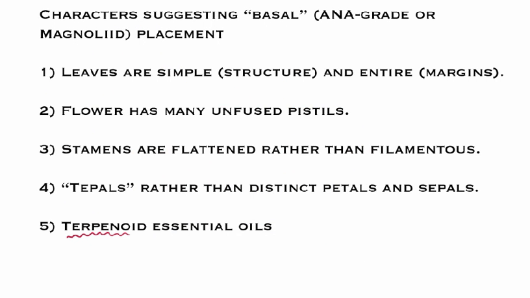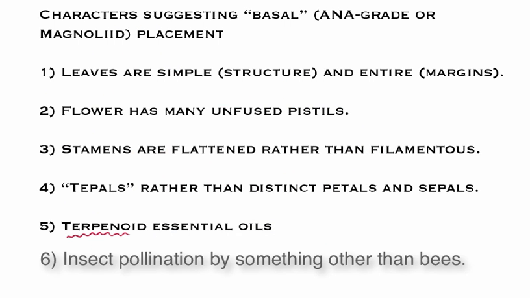Now there's one more pretty significant difference between these plants and the majority of eudicots and monocots, and this has to do with how they get pollinated. In eudicots and monocots, the most common vectors for pollen are going to be one of two things: wind or bees. When you look at Magnoliids and the ANA grade plants, they rarely use bees or wind.